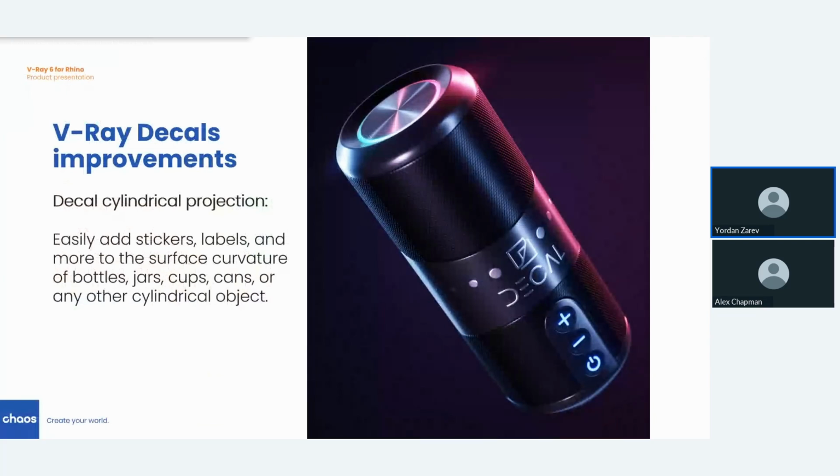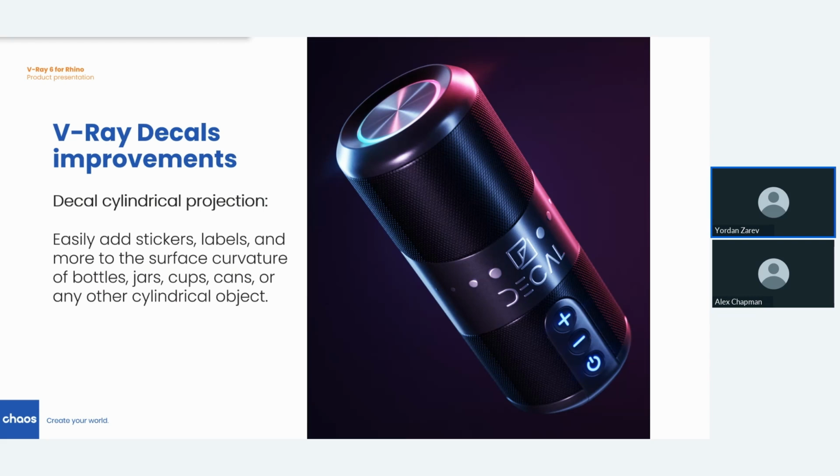The next big thing I want to talk about is V-Ray decal. V-Ray decal has been a very requested feature, and it's been available since V-Ray 6. It gives you the ability to stamp on materials directly on your objects using a gizmo, and that way you can easily add stickers, labels, and generally edit the surface of your objects. And with update 2, we have implemented the cylindrical projection, so that way you can project labels even on things like bottles, cups, or jars.